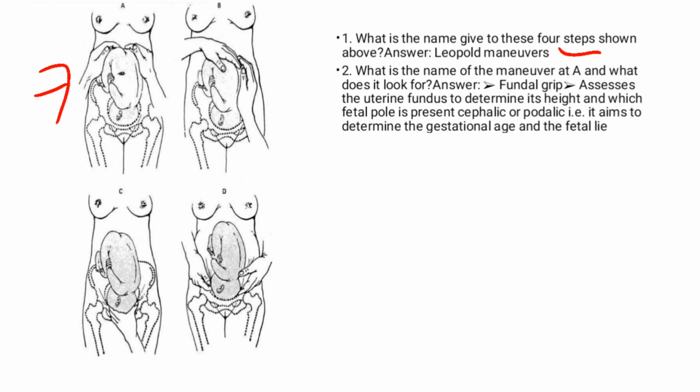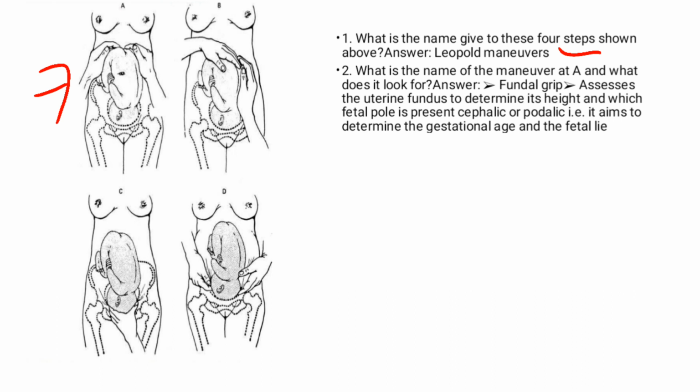So they are known as the fundal grip, and they assess the uterine fundus to determine its height and which fetal pole is presenting. So either cephalic or podalic. That is, it aims to determine the gestation age and the fetal lie as well. So determine the gestation age, so the height of fundus in short, and the fetal lie.